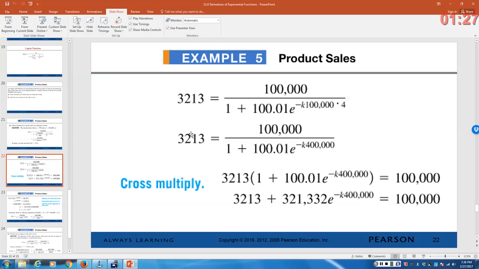And what they're going to do next is they're going to cross multiply. 3213 over 1 means you take 3213 times this denominator would be equal to 1 times that numerator. And then multiply through. 3213 times 1 is 3213. 3213 times 100.01 is 321,332 times E raised to the power negative 4,000 K. And that's equal to 100,000.